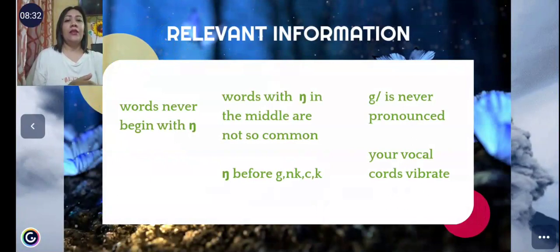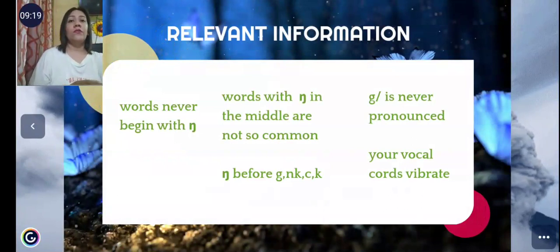Now let's continue with some relevant information about this sound. For example, the sound never goes at the beginning of a word. Words ending with it are not so common, but there are some of them. For example, binged or hinged. Now we have that the sound goes before G or K consonants and is always pronounced like a nasal sound.